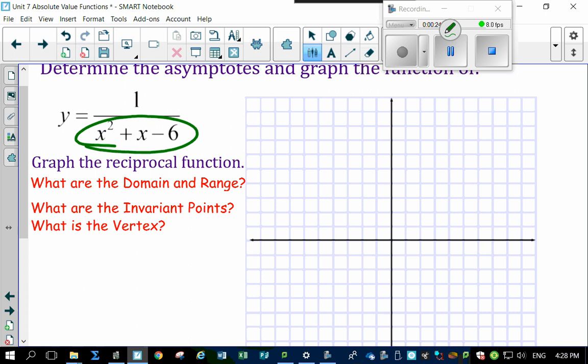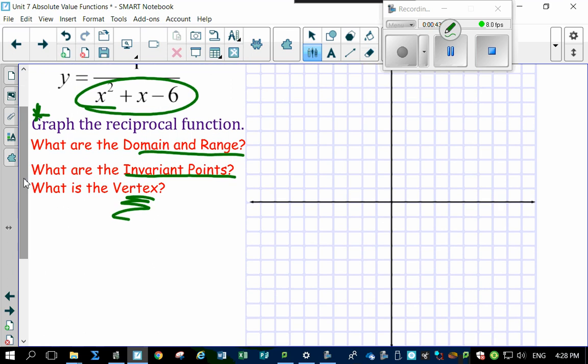So again, I'm going to take this and make it into two different ones. I'm going to show you how to graph the reciprocal function. I'm going to do the domain and range and the invariant points in the next podcast, but I'm definitely going to do the vertex here, okay? So we're going to have to do 2 podcasts to break this up.